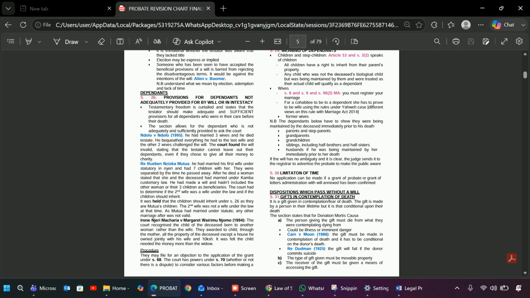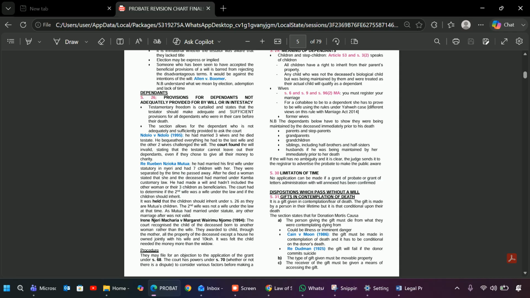Now the case of Ndolo versus Ndolo. He had married 3 wives and he had died testate. He bequeathed everything he had to the last wife. The other 2 wives challenged the will. The court found the will invalid, stating that the testator cannot leave out their dependents even if they choose to give all their money to charity.